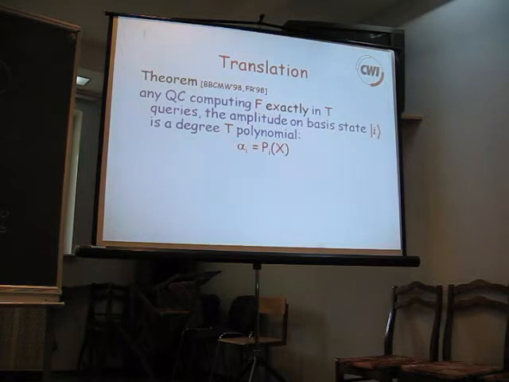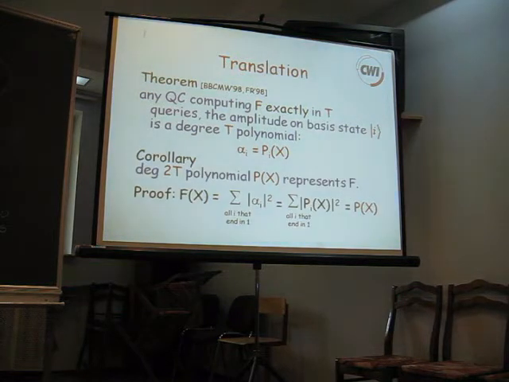Then the amplitude on basis state i, so remember at the end of the computation you had this sum of basis states which had an amplitude in front of it, the amplitude that sits on that state can be expressed as a degree t polynomial in x. So what is x? x is the input x1, x2 up to xn. So in particular I can write down alpha i, that value is equal to some polynomial p_i that depends on the variables x1 up to xn.